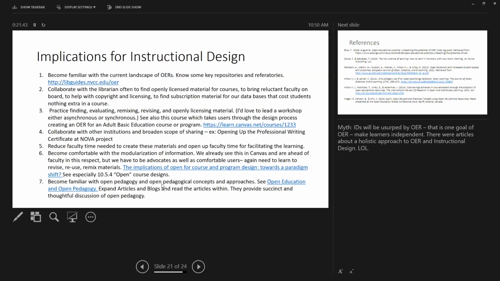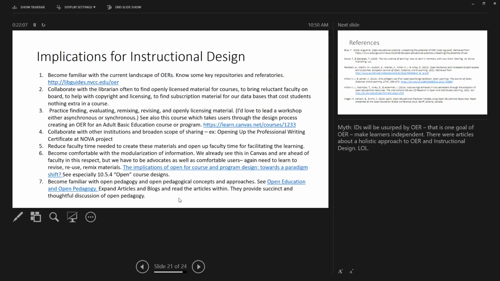I would recommend too that you become comfortable with modularization of information, which I know we're already ahead of the curve on, but we have to be advocates as well as comfortable users. There's an interesting piece I wouldn't mind you looking at, if you've had the time, about the way instructional design and information is changing as a result of this OER movement.